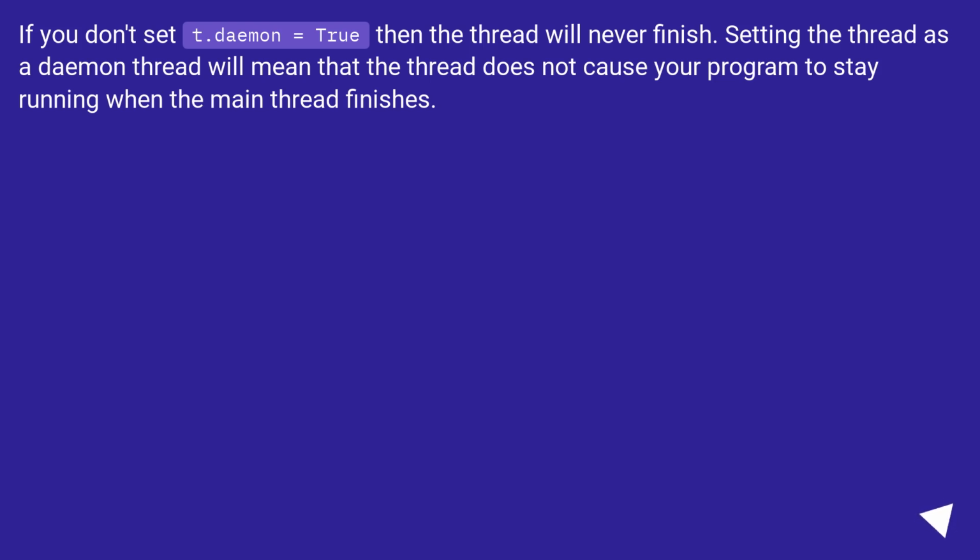If you don't set t.daemon equals true, then the thread will never finish. Setting the thread as a daemon thread will mean that the thread does not cause your program to stay running when the main thread finishes. Put a special item, for example None, in the queue, that signals the worker thread to stop.